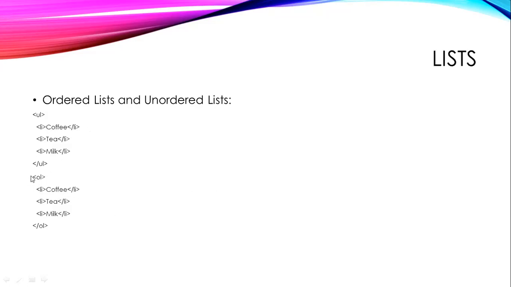And for an ordered list, you would have OL. So if you notice, I said unordered list and ordered list, and this is just the first letters of each of those words. So unordered list, you think of it that way. And this is a list element, LI.